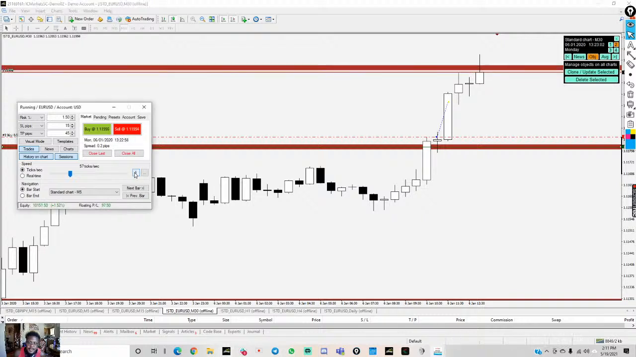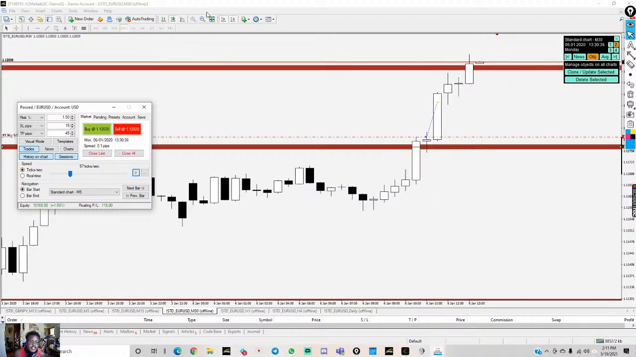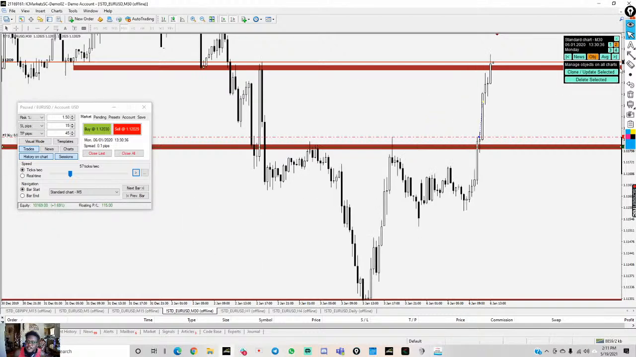So if we can't break and close above, if we can't close above, then I might just exit the entire position. But if we break above, the potential is there for further upside. Alright, so seeing that we break and close above resistance here, what I'm going to do now.